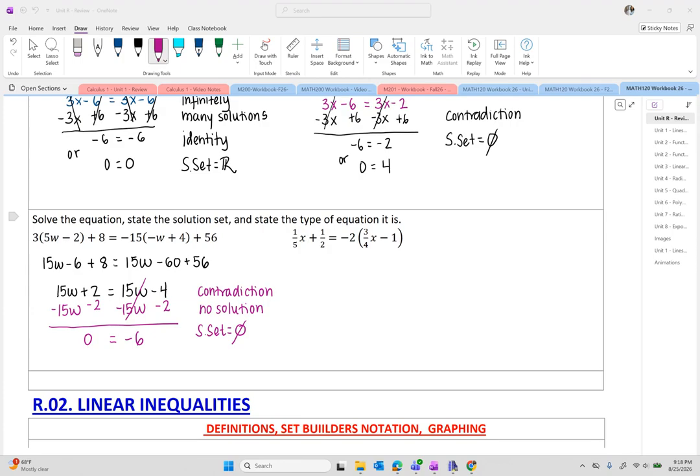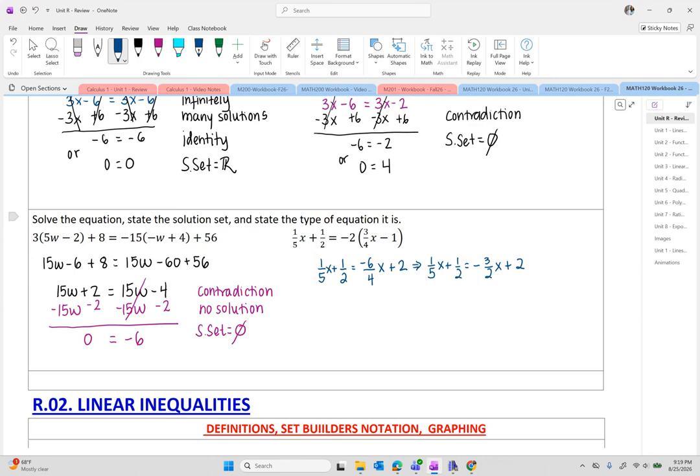Let's try one with fractions. I want to distribute first to eliminate the parentheses, so I'm going to distribute the negative 2. I will get negative 6 quarters x plus 2. If I want to simplify the negative 6 quarters, I don't have to, but let's say that my calculator simplifies for me. That would have been negative 3 halves x plus 2. There is a variable term and a constant term on the left, and there is a variable term and a constant term on the right.